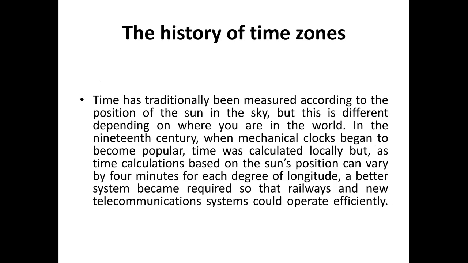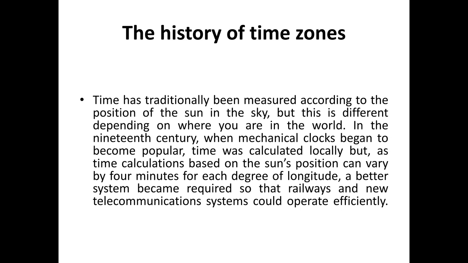The history of time zones has traditionally been measured according to the position of the sun in the sky. But this is different depending on where you are in the world. In the 19th century, when mechanical clocks began to become popular, time was calculated locally. But as time calculations based on the sun's position can vary by 4 minutes for each degree of longitude, a better system became required so that railways and new telecommunications systems could operate efficiently.